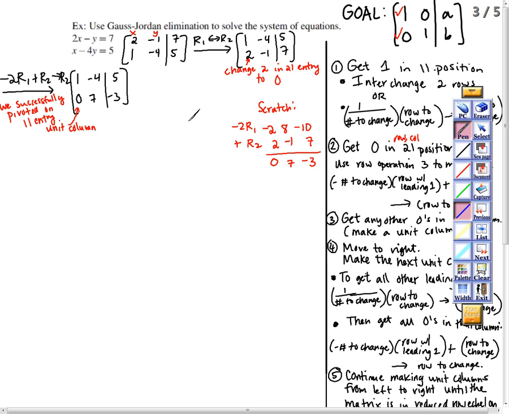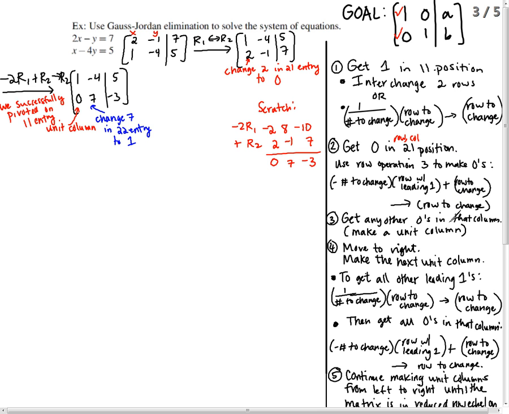The next thing I want to do is change the 7 in the 2, 2 entry to a leading 1. If you look at your directions over here, we make a unit column, then we move to the right and make the next unit column. If you don't remember, to get all the leading 1s except the 1, 1, we only have one choice. We use row operation 2. 1 over the number to change times the row to change goes to the row to change. So I'll do 1 over 7 times row 2 goes back to row 2.